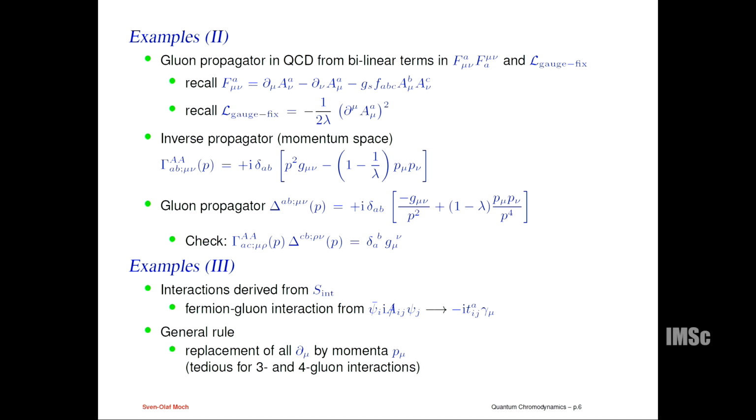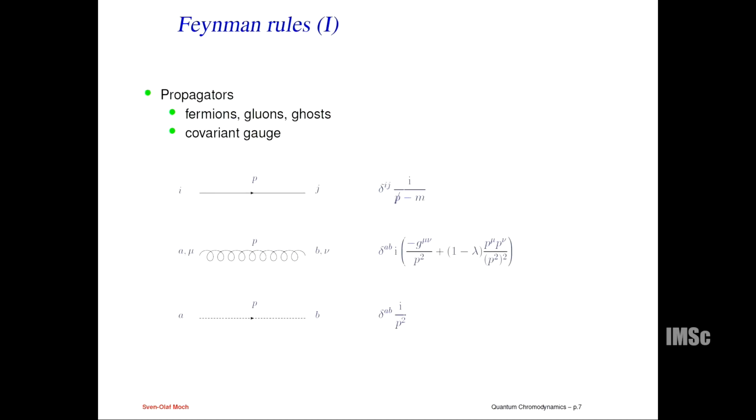So as a general rule, you can replace all the d mu by the momenta, also for the 3 and 4 gluon interactions, but this is a bit tedious and the expressions are then a bit lengthier. But in this way you derive what you typically find in any textbook on quantum field theory or the standard model. In the appendix you derive the set of Feynman rules for the quark propagator, the gluon propagator, and then also for the ghost propagator.